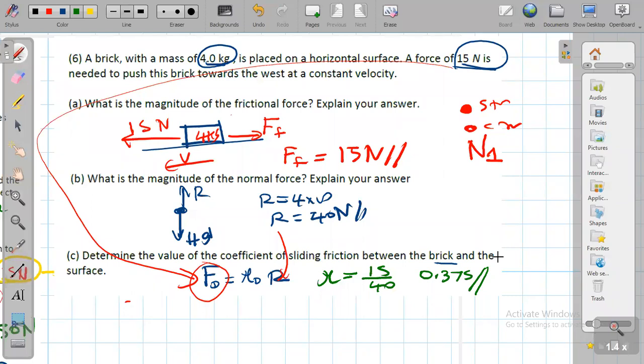Is there anybody who doesn't have the tute? Oh, he doesn't have it.